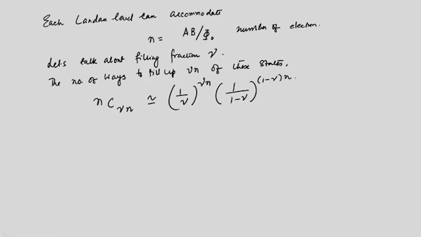These combinations, the number of ways actually to fill these nu n of the states, which means nu is a fraction, say if it's 1/3, then what's the way that you have these n electrons and you are going to fill up a particular Landau level by these states, and so on.